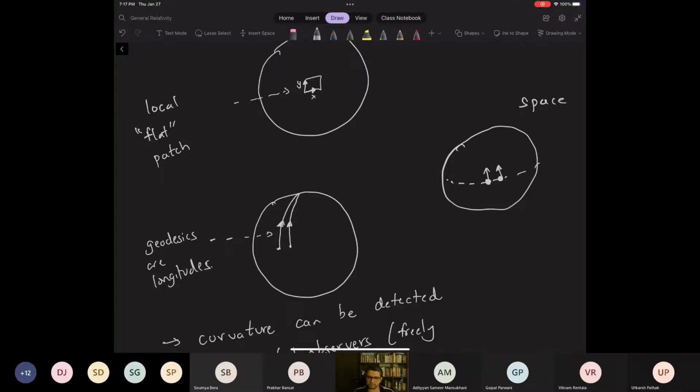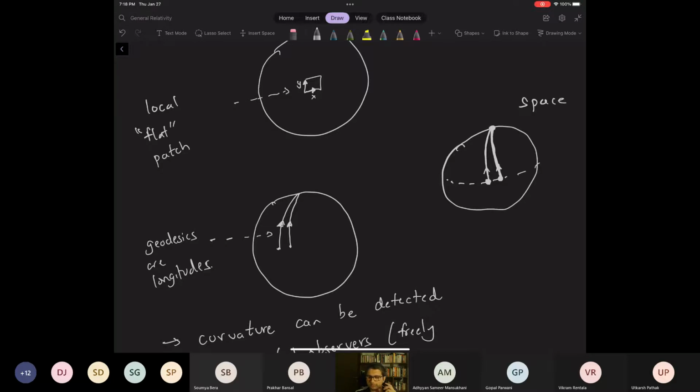But what you will see is if they try to go on staying parallel to their previous trajectory, eventually the straightest possible line they can travel is a longitude. So the straightest possible line they can travel is a longitude in this curved space. And so in this curved space, both the ants would eventually meet at the North Pole. In fact, they would see that their trajectories are getting closer and closer to each other.